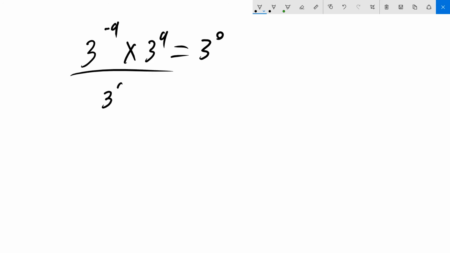So let's look at another example. 3 to the negative 9 times 3 to the 9, and that's equal to 3 to the 0. Divide both sides by 3 to the 9. We get 1 over 3 to the 9 is equal to 3 to the negative 9.